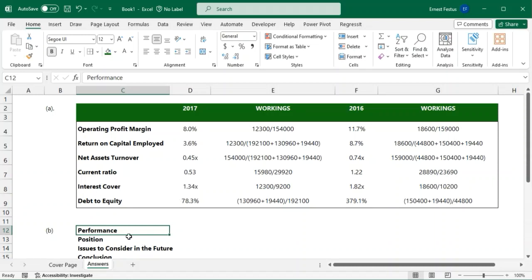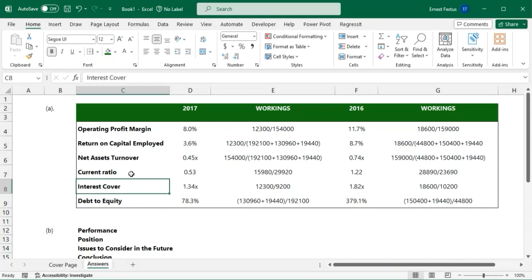So we'll categorize our ratios. We have the performance and then the position. The performance is talking about our profitability. From our ratios, the operating margin is a performance ratio. Return on capital employed is a performance ratio, and the net assets turnover ratio is also a performance ratio. Then the current ratio and the interest ratio are position ratios.